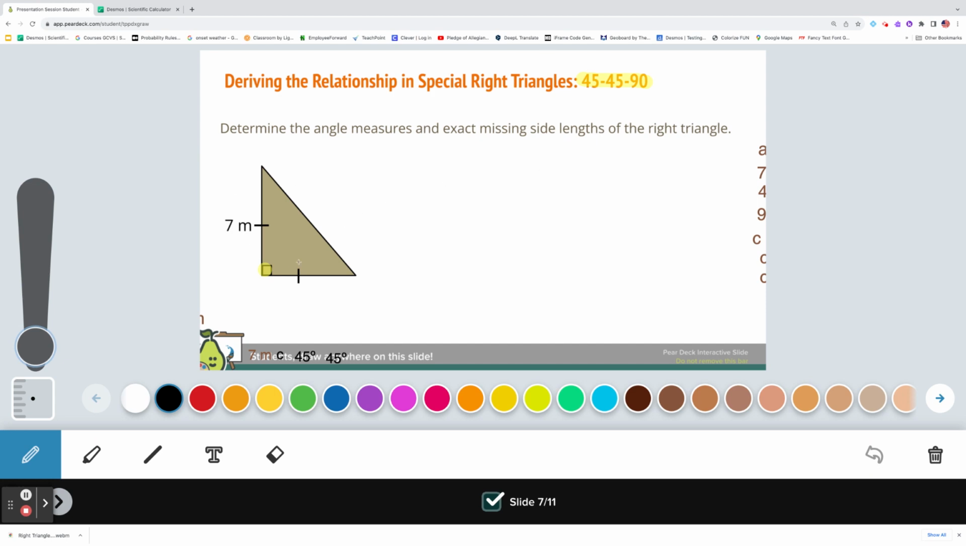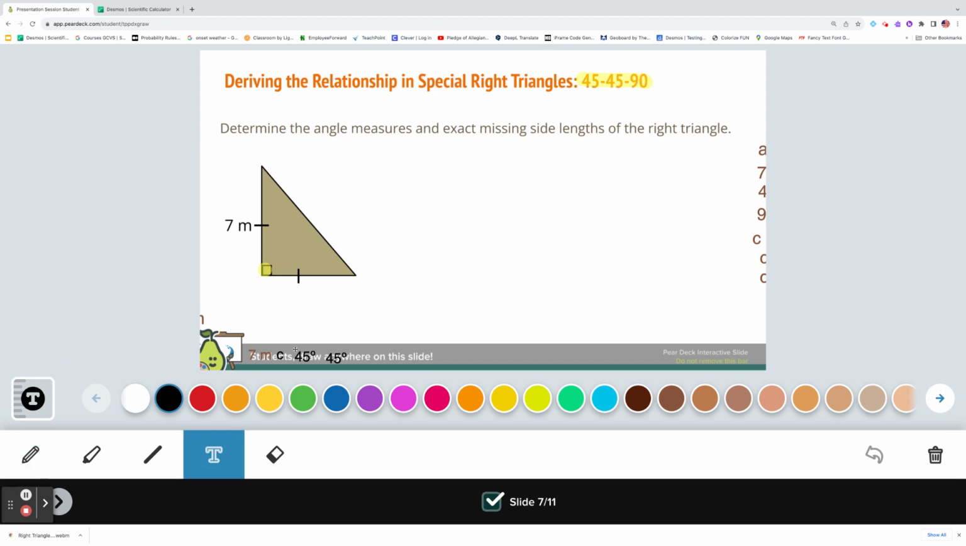So a couple of things to pay attention to. One, it's definitely a right triangle because of the right angle symbol. Secondly, it's an isosceles right triangle because of these tick marks. So because the height and the base are congruent, the base is also going to be 7 meters. Something else that we should pay attention to.